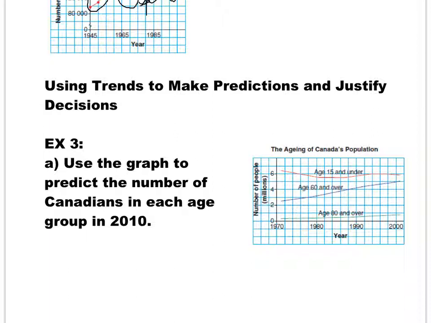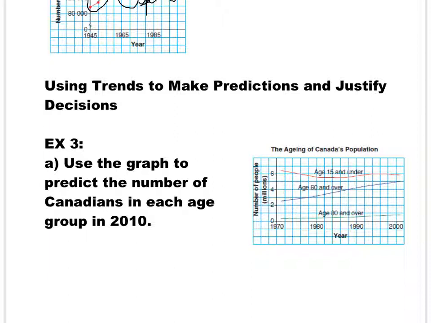The next example, we are going to see how we can use the trends to make predictions and justify decisions. Now, the predictions that we are talking about here, if you remember, are interpolation and extrapolation. Again, to refresh your memory, interpolation is to predict a value for a data point which is between the range of values given on your graph. This is called interpolation. Extrapolation is when the point that you want to predict is going to be outside the range of data points given.